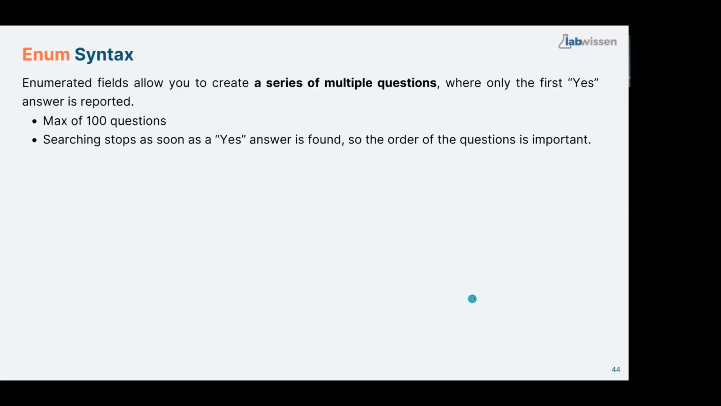Before we go further, let's look at the syntax of those custom fields. Enumerated fields allow you to create a series of multiple questions where only the first yes answer is reported. So it's quite different from bool. With bool, we get one question and we give a yes or no answer. Here we only get yes answers, but we can set up to 100 questions, and we only get the answer to the yes question. And when our value answers yes to multiple questions, only the first yes is reported. I will explain it more a bit later.